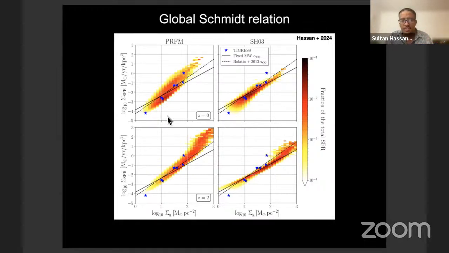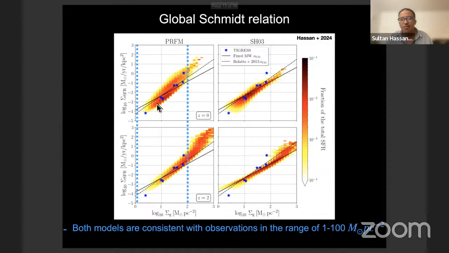Let's go through them. So the first prediction here is that whenever we are in the regime from 1 to 100 solar masses per parsec squared, we match the observation without tuning. And that's exciting, right? So now we don't tune to the observation, we tune to the ISM.